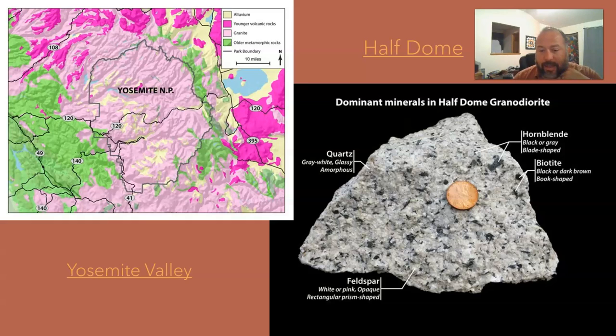minerals. So you can see it says at the bottom there, feldspar is either going to be white or pink. It's going to be opaque, and it's going to be rectangular prism shaped. You've got quartz, which is a gray-white color. It's going to have a glassy look. Going to be amorphous. You got biotite, which is going to be a black or dark brown color, and it's going to be book shaped. And then you got hornblende in there as well, which is going to be black or gray and blade shaped.